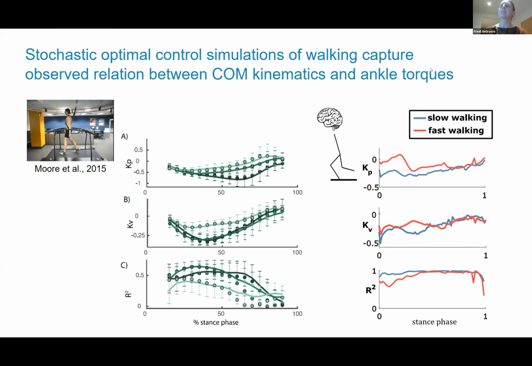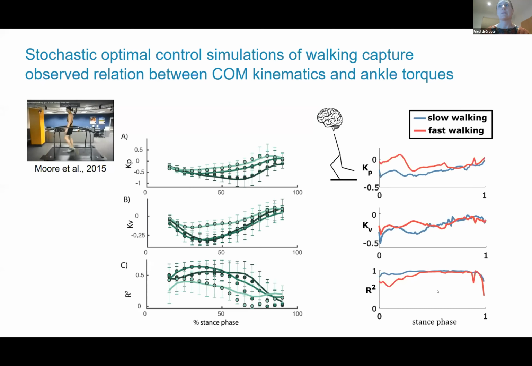So here you see the experimental data again on the left, and on the right you see the results we obtained based on our simulations. We found a qualitative agreement between the gains determined from experiments and the gains determined from our simulations. So also in simulation, the absolute value of the feedback gains was larger for slower than for faster walking speeds. And in simulation, and that's what you see on the bottom, the ankle torque could even be explained better by center of mass feedback than in the experiments.